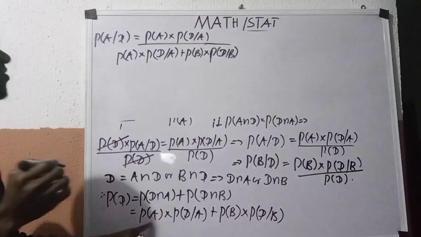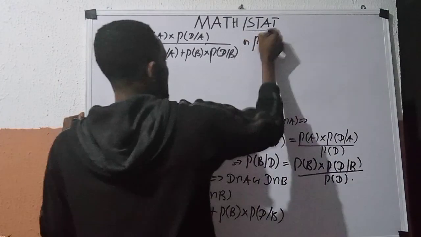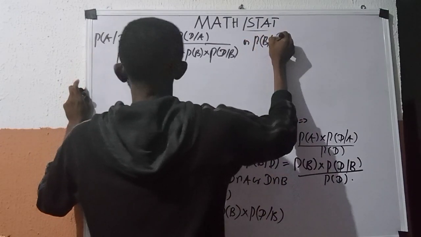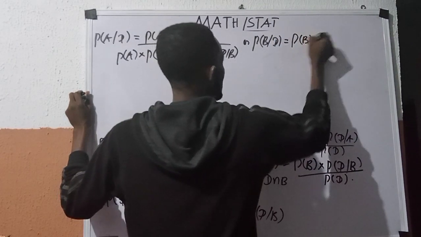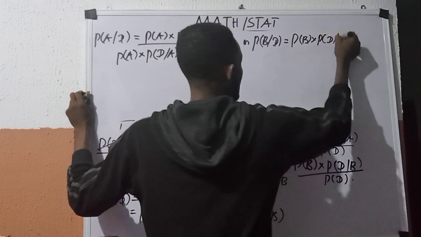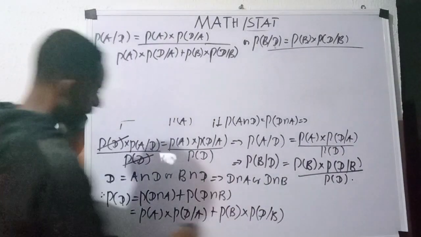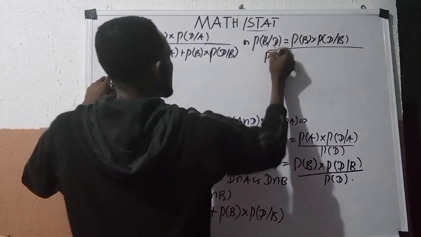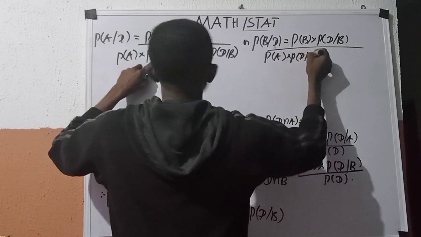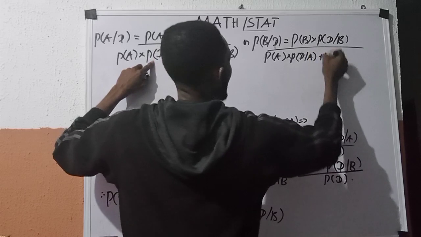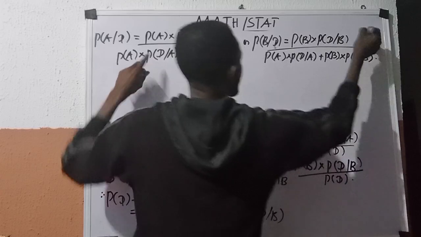This is what I have here. I call up this one again. That P of B given D is giving us P of B multiplied by P of D given B, all over. I will not write P of D again. I will write everything here, which is what is here. So I have P of A multiplied by P of D given A, plus P of B multiplied by P of D given B.